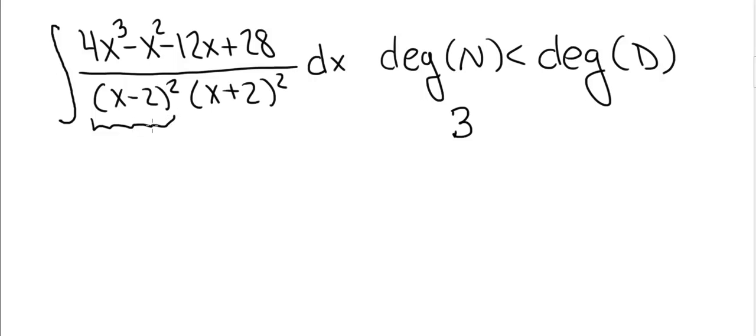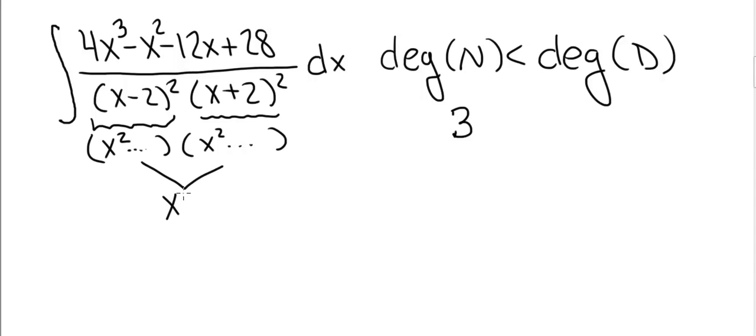First, when we expand (x minus 2) squared, the leading term is going to be x squared. And similarly, when we expand (x plus 2) squared, the leading term is going to be x squared. And when these two are multiplied, the leading term is going to be x to the fourth, and that is the degree of the denominator. So the degree of the denominator is 4, and the degree of the numerator is 3.